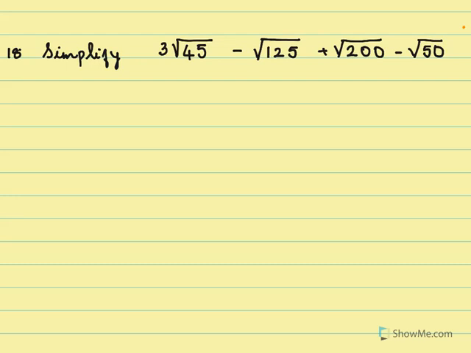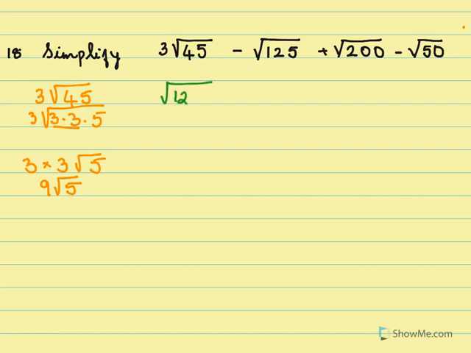Simplify: 3 under root 45 minus under root 125 plus under root 200 minus under root 50. So let us simplify each of them. 3 under root 45, that is 3, 45, 3, 3 and 5. So I have 3 here. May I make groups of 2? 3 under root 5. So this would be 9 under root 5. Now for the next one, we have under root of 125, and 125 is 5 into 5, groups of 2, so a 5 under root 5.